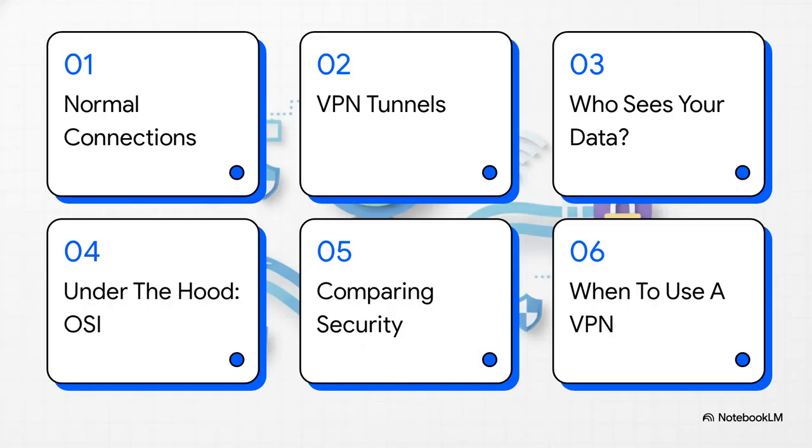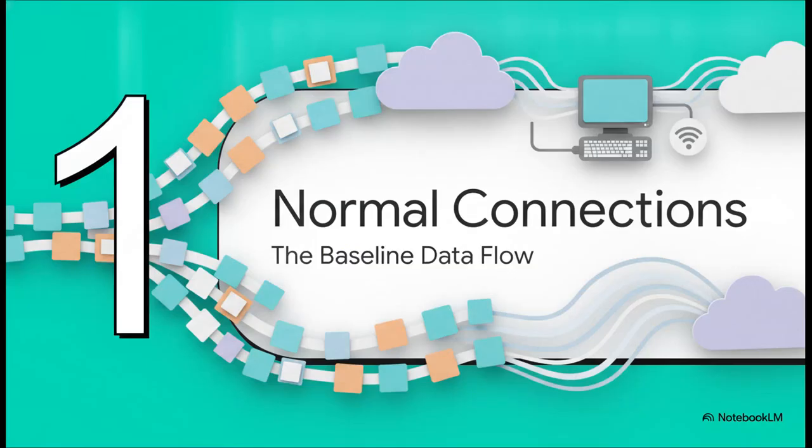To give you the full picture, we're taking a zoom-in approach today. We'll start with normal connections, dive into VPN tunnels, look at who exactly sees your data, check out the OSI layers under the hood, compare security layers, and finally, pinpoint exactly when you actually need a VPN. Section 1. Normal connections. Let's establish the baseline data flow.